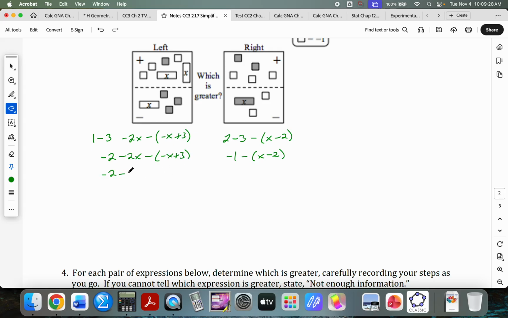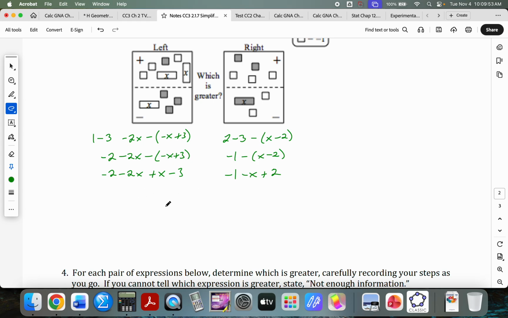So we'll have negative 2 minus 2x. And what are we going to have here? Plus x minus 3, exactly right. And then on this side, we'll have negative 1 and negative x plus 2. Because we're subtracting, we're going to add on the opposite.